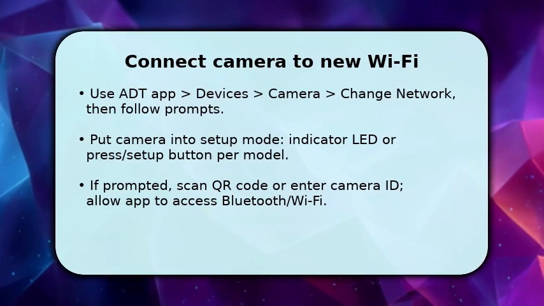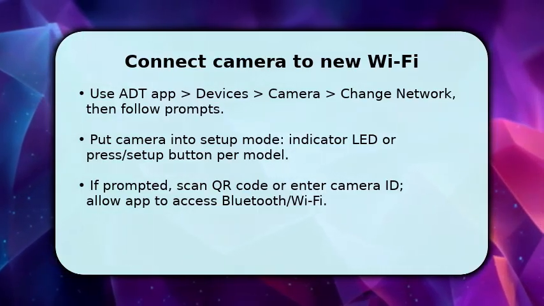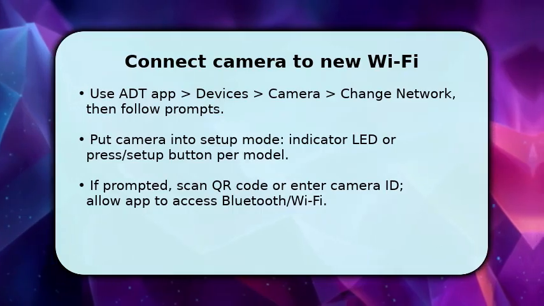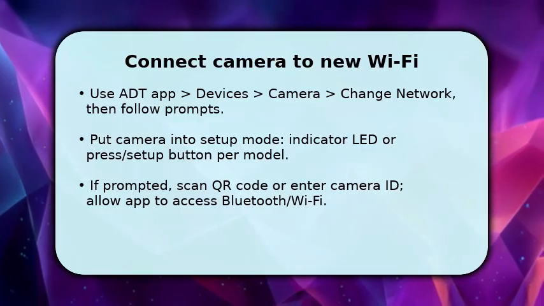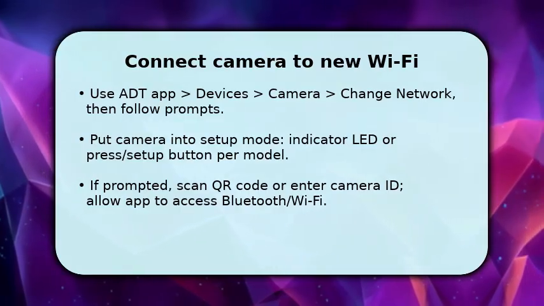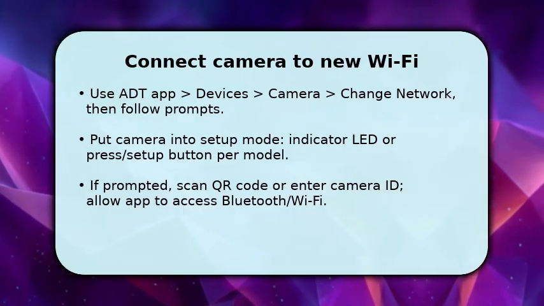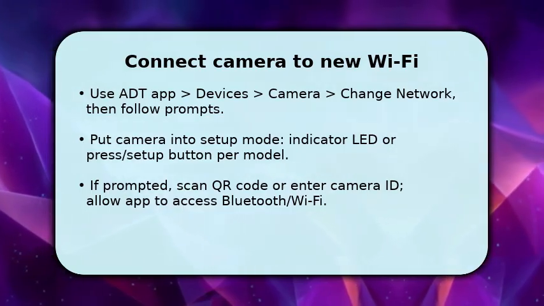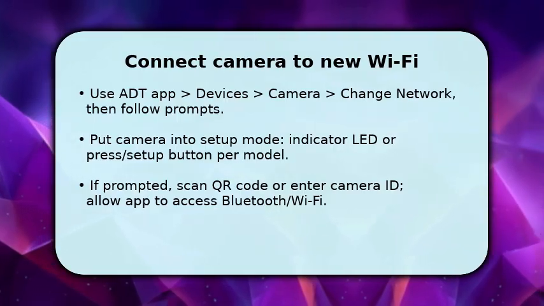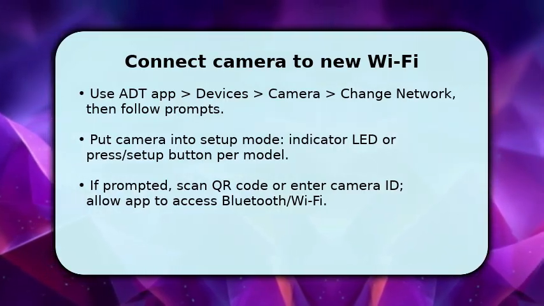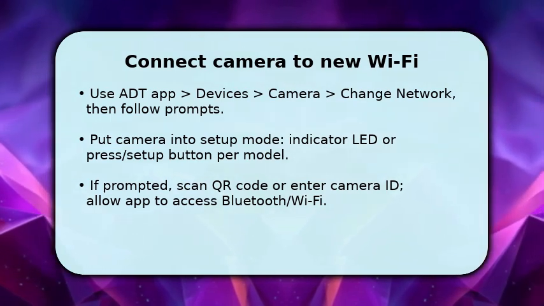You put the camera into setup mode next and follow the ADT app flow. Press the camera's setup button or hold until the LED blinks, which tells the device to broadcast its temporary network. Then, in the app, choose Change Network and either scan the on-device QR code or type the camera ID. This links the camera to your account. Make sure your phone's Bluetooth and location are enabled because the app uses them to detect the camera. If the app asks, select the new SSID and enter its password to proceed.